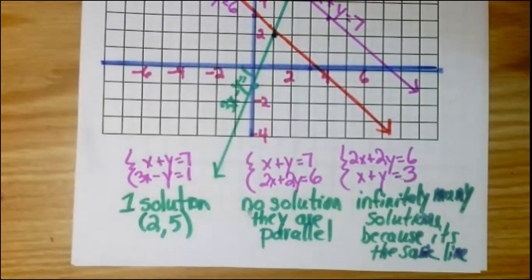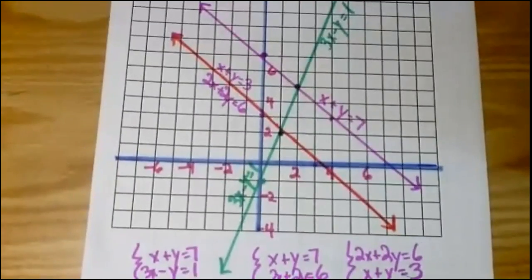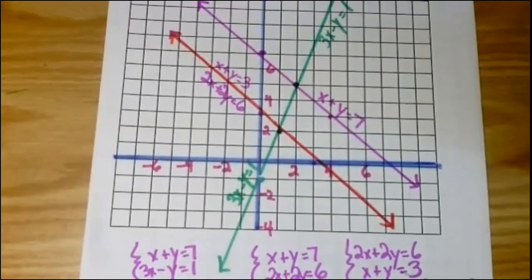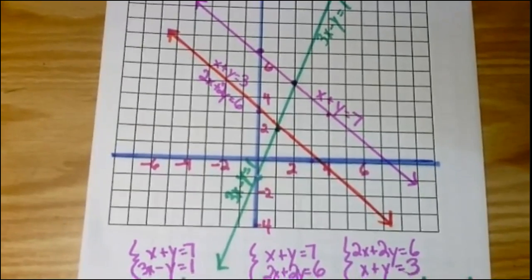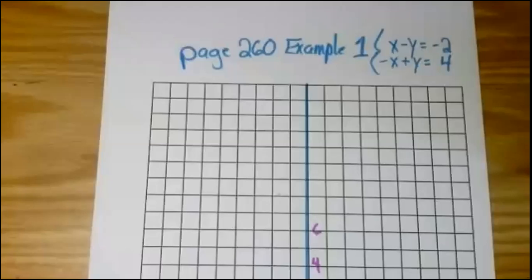So you can see that a system of equations, when you graph them, will show you if you have one point of intersection, no point of intersection, or infinitely many points of intersection. This is page 260, example 1.